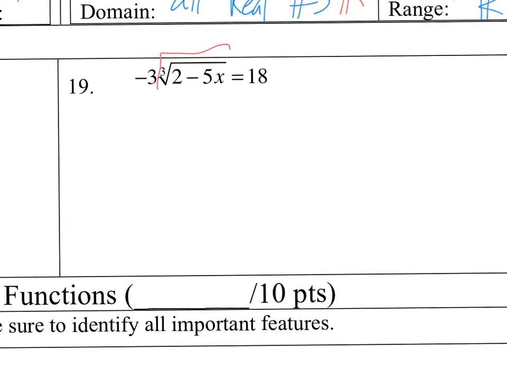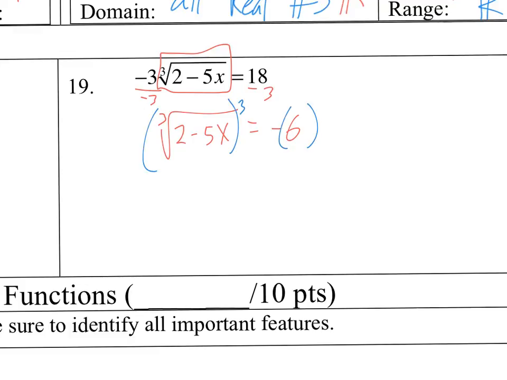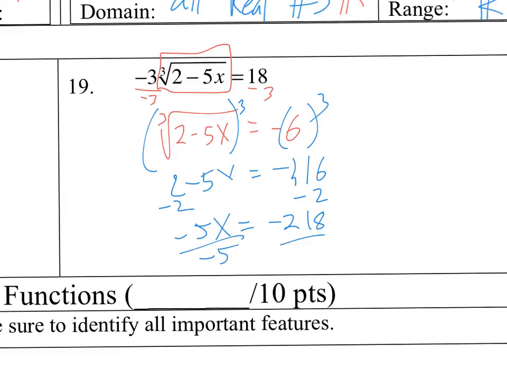Moving on to the other side. Again, this is the thing I'm trying to get by itself, so we're going to divide both sides by -3. I get the cube root of 2 minus 5x is equal to -6. To get rid of a cube root, I'm going to cube both sides. I get -216 is equal to 2 minus 5x, minus 2 on both sides. -5x is equal to -218. Divide by -5. I get x is equal to 218 over 5.